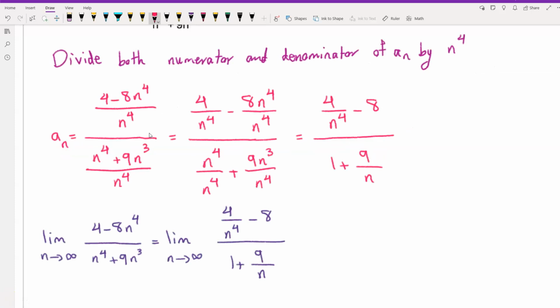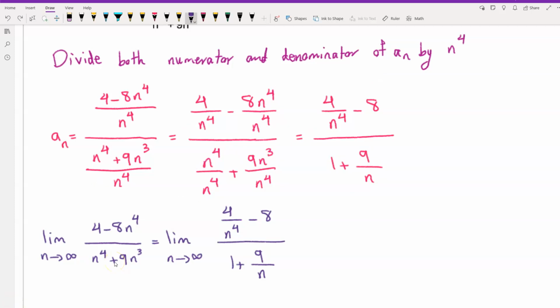So a sub n is equal to, dividing both numerator and denominator by n to the 4th power, and then we have to simplify. So we have 4 over n to the 4th power minus 8 times n to the 4th power divided by n to the 4th power, and in the denominator we have n to the 4th power divided by n to the 4th plus 9 times n cubed divided by n to the 4th power. Simplify, we're going to have 4 divided by n to the 4th power minus 8, since this part cancels, divided by 1 plus 9 over n.